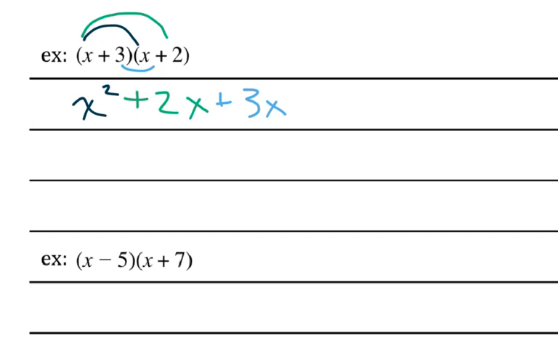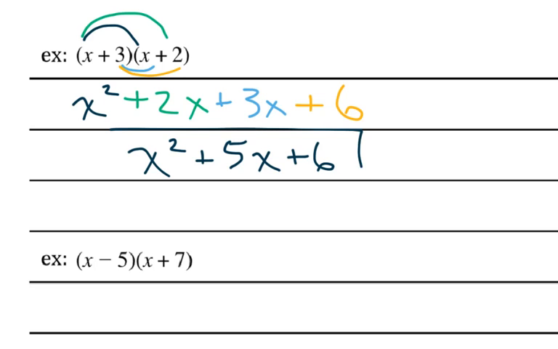And then I deal with my last, which is 3 times 2. And that's starting to look like a line, so maybe try to keep it a little bit more like an arch if you can. So 3 times 2 gives me 6. Putting this all together, I get x squared plus 5x plus 6.